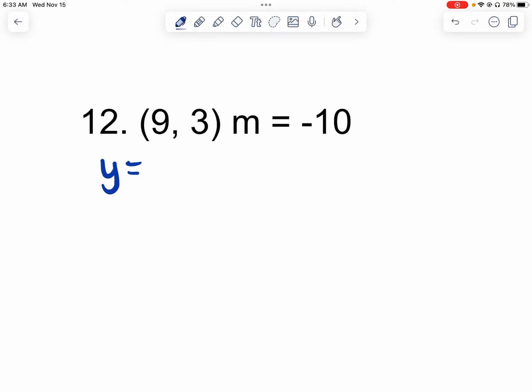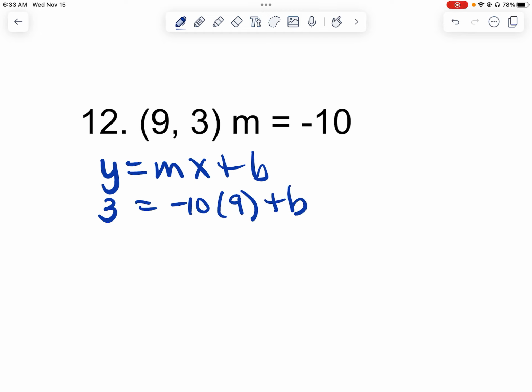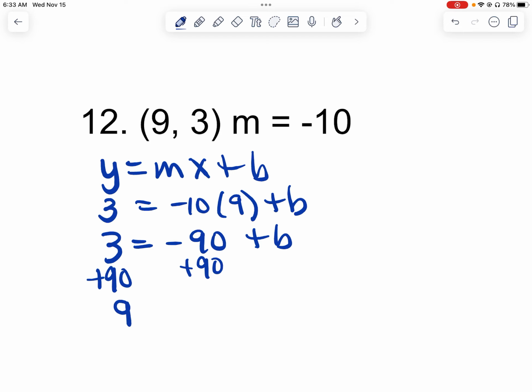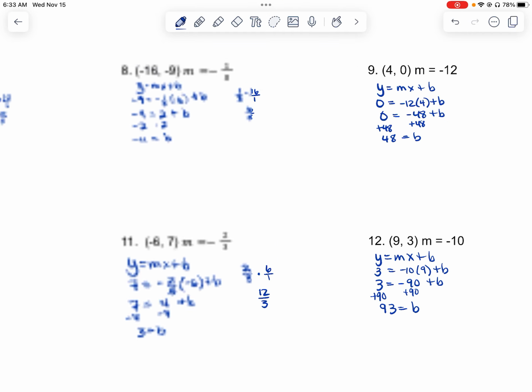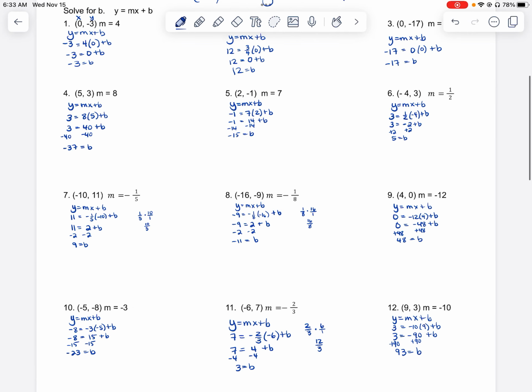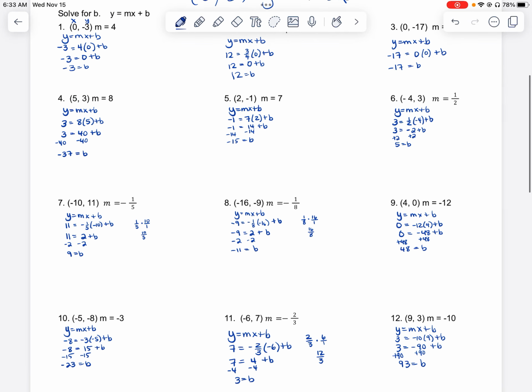Okay, y equals mx plus b. Replace the y, replace the m, replace the x, plus b. 3 equals negative 90 plus b. Add 90 to both sides and get 93 is equal to b. I can't get it all, but there you are.